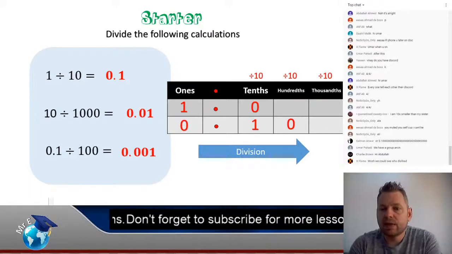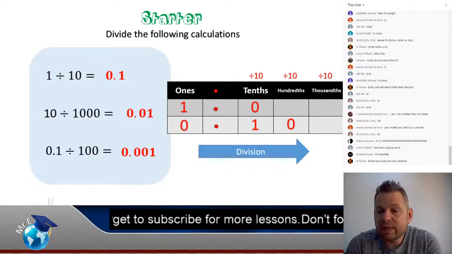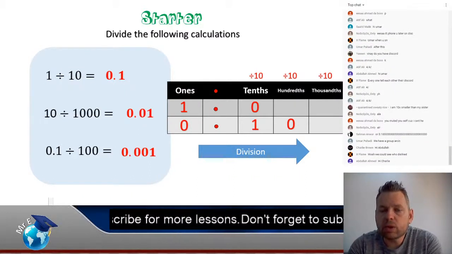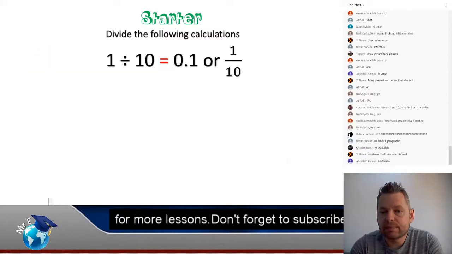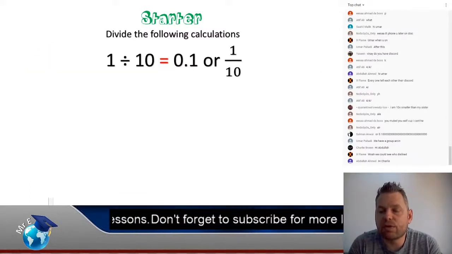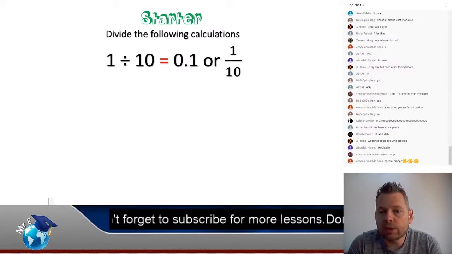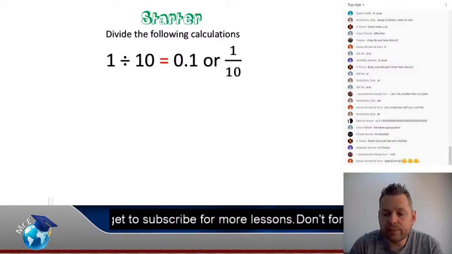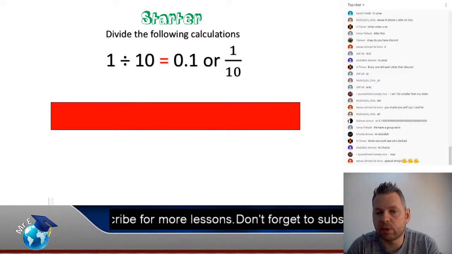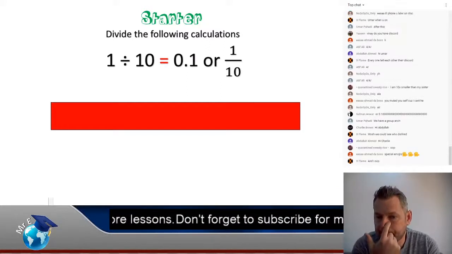Now, in practice, the reason it's called base 10 is because the base of all of these numbers is 10. But I want to show you what that looks like in practice. I want to show you why 1 divided by 10 equals 0.1 or 1/10. So let's look at the calculation. Let's imagine I have 1 big bar. This is my bar model. It's just one whole number.